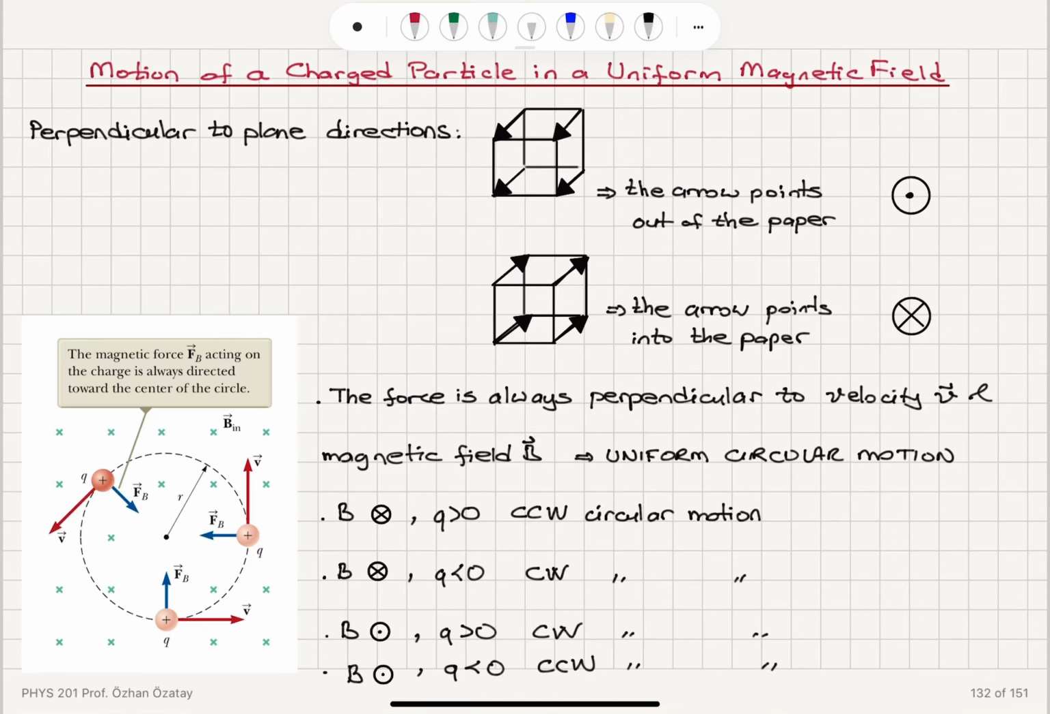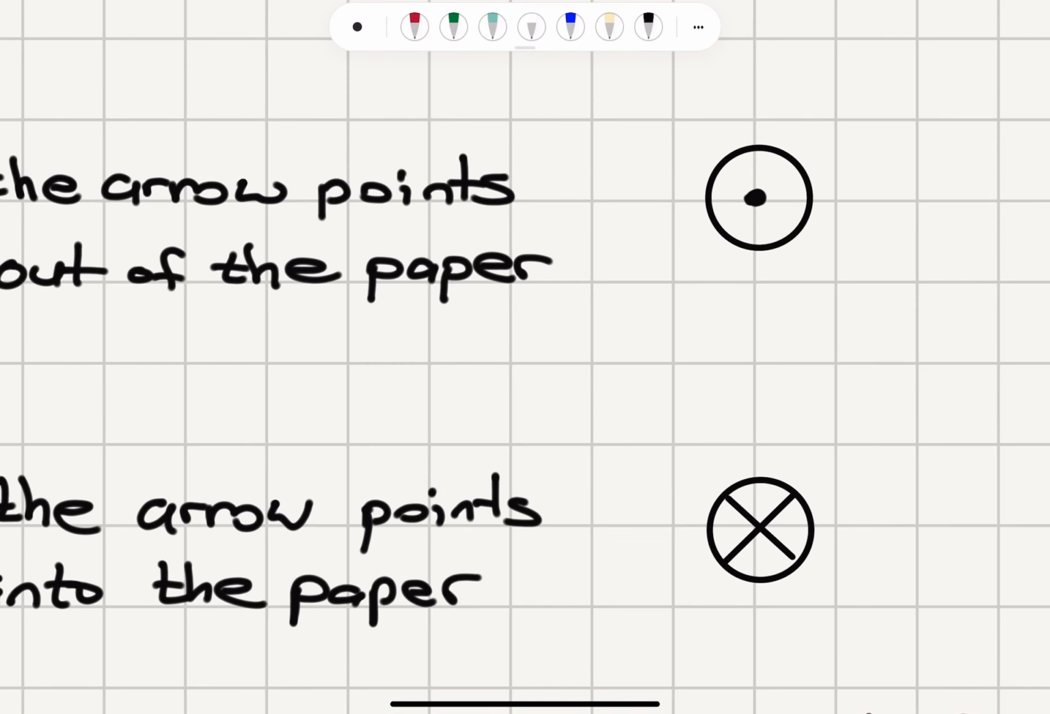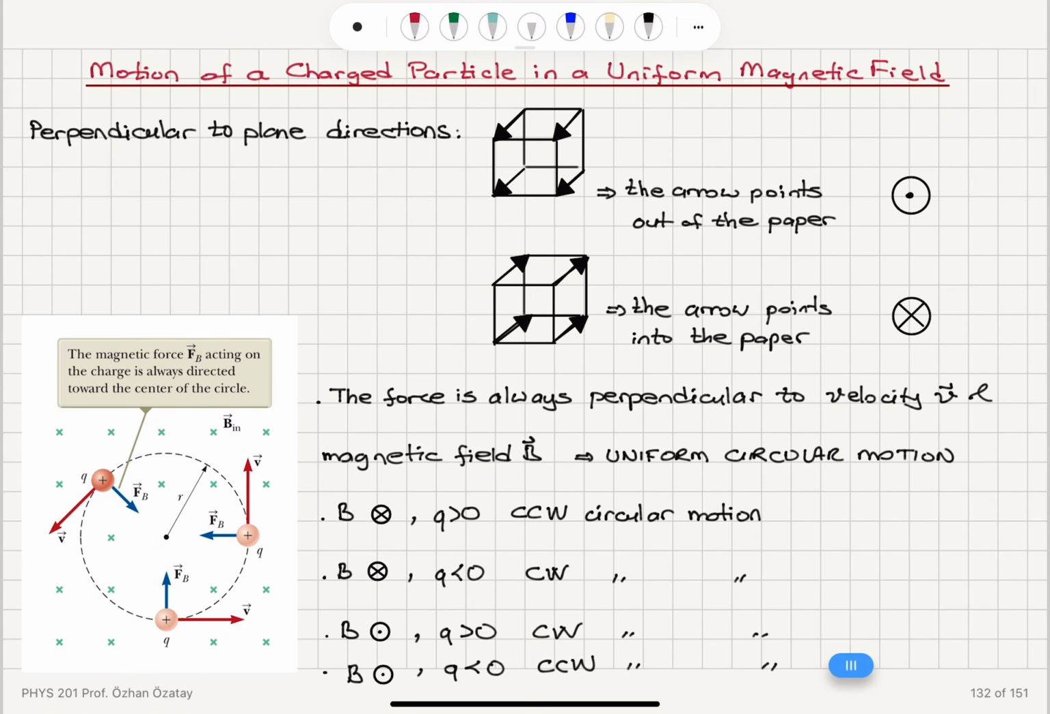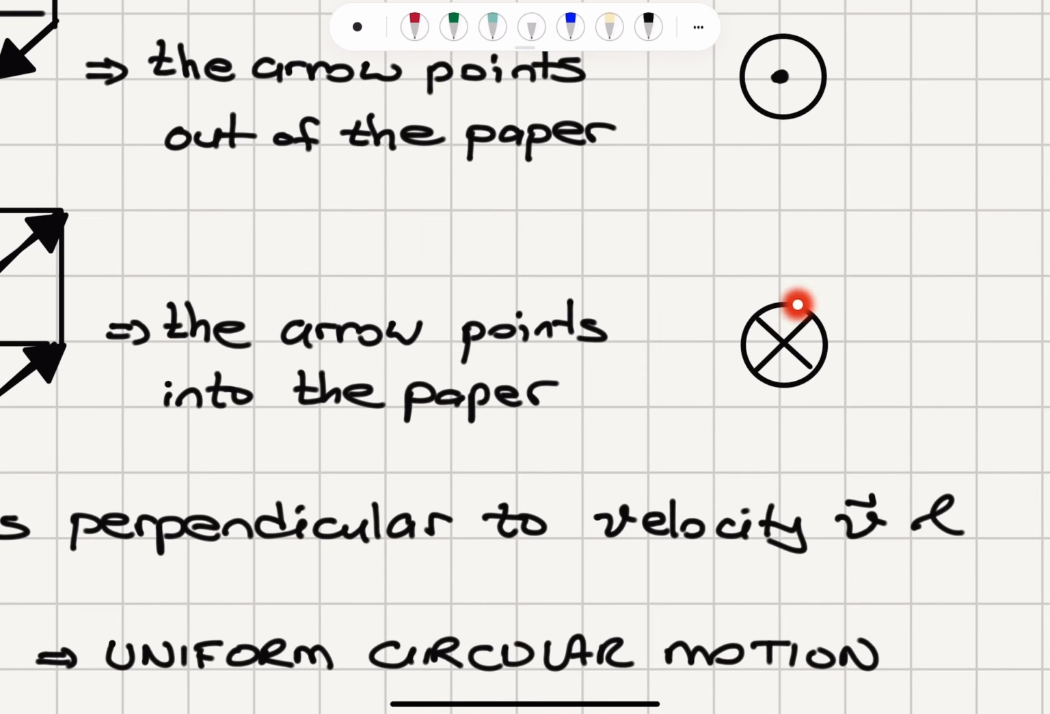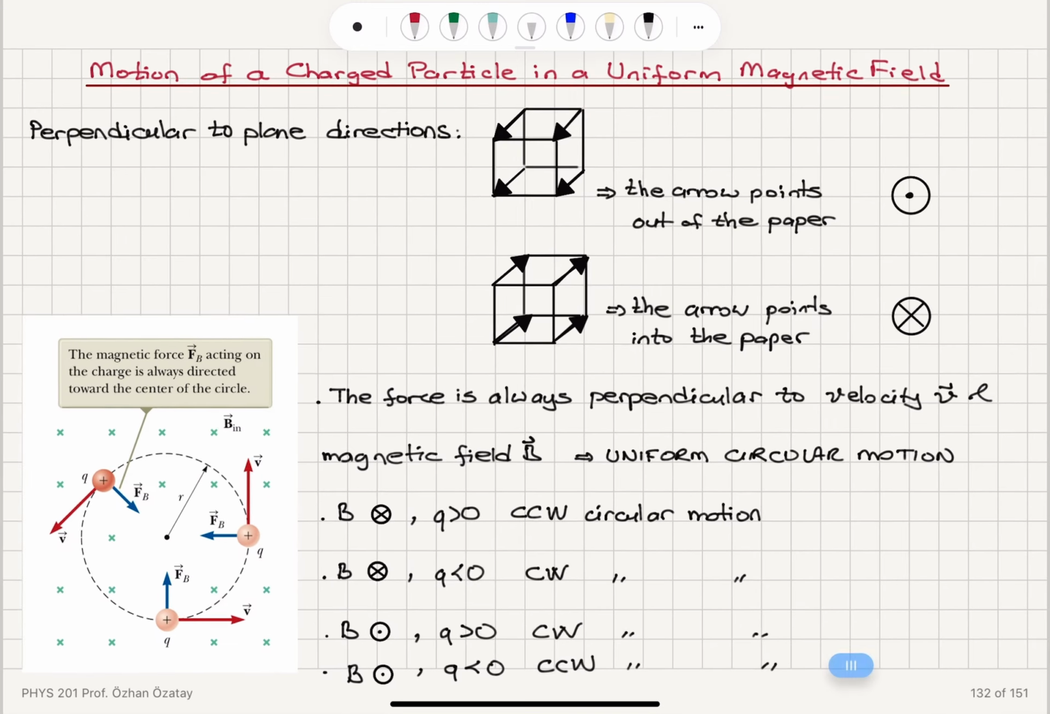Let's talk about what trajectory a charged particle follows in a uniform magnetic field. First of all, we have to be aware of our convention to denote directions. If it's a perpendicular to plane direction, when the arrows point out of the paper, we show it with a single dot inside a circle. That means the arrows point out of the paper towards us. If the arrows point into the paper, then we have a circle with a cross in it. So this cross with the circle denotes the vector goes into the page.